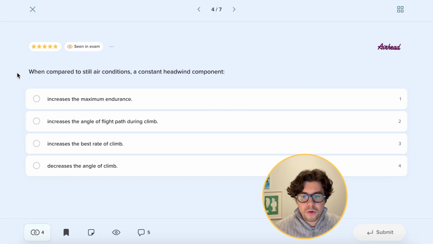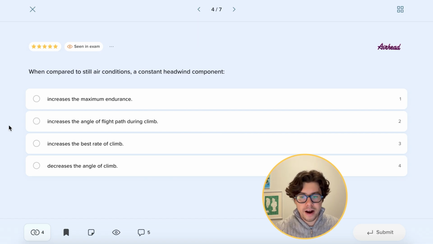Now question number 4. So when compared to still air conditions, a constant headwind component, so what does it do? And there are a lot of questions in performance asking us about headwind and tailwind components. And the key thing here to remember is that headwind and tailwind will change our maximum distance that we can cover in an aircraft. However, they do not affect our endurance at all. So the time spent in the aircraft will always be the same because no matter how much distance we travel, no matter what our ground speed is, our engines will work for the same amount of time, no matter the wind.